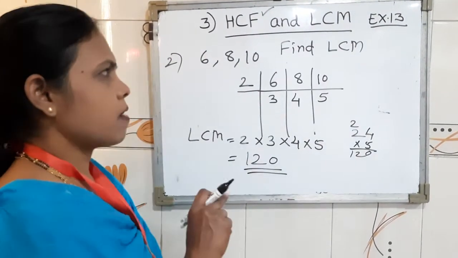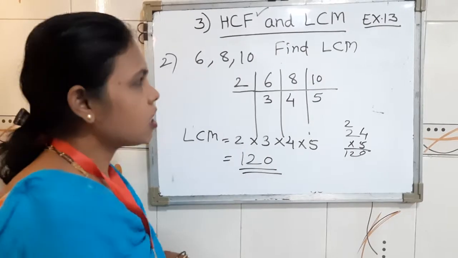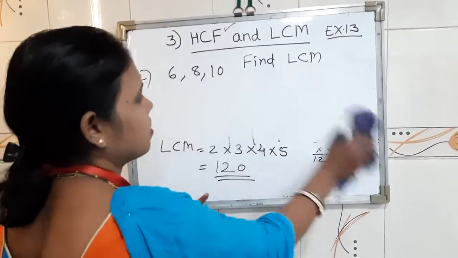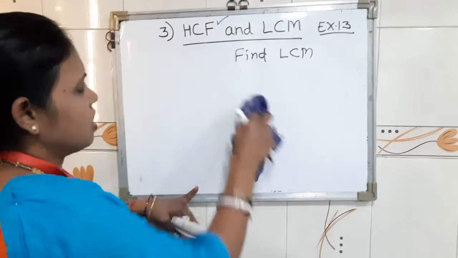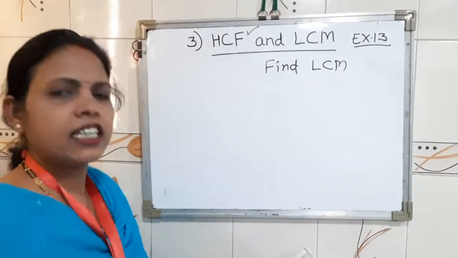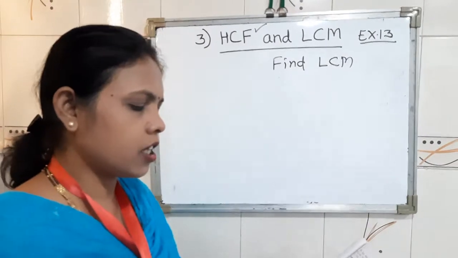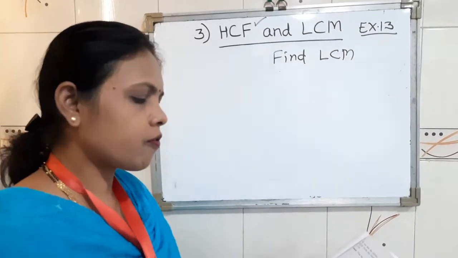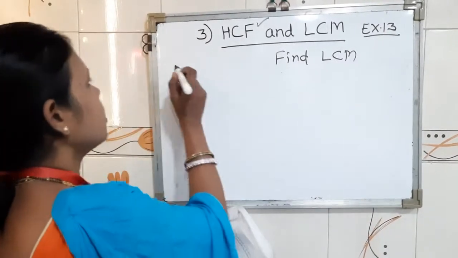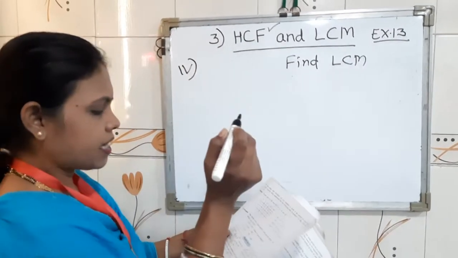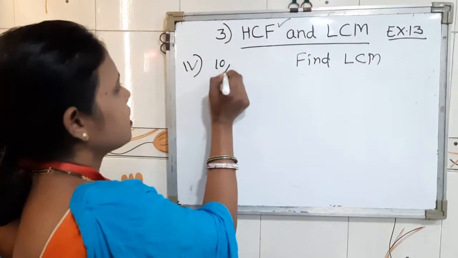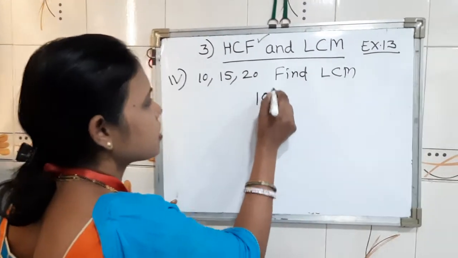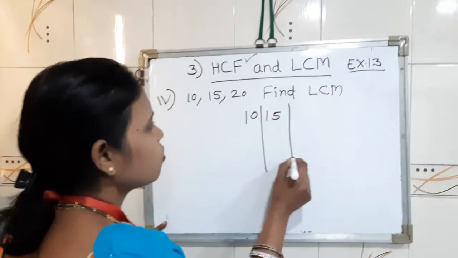Now in the same way we will find out the next question, that is 18, 32. This one is also division by 2. You can try. Now I will go for the further question, that is the fourth one, 10, 15, 20. So children, in the same method we will do.